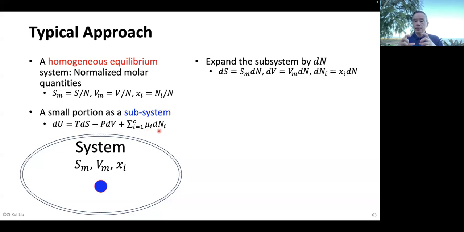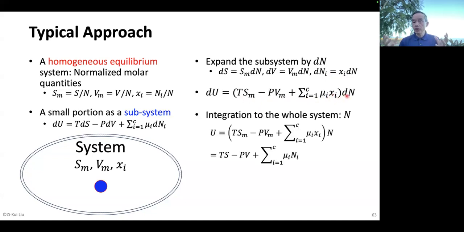Then we expand the subsystem by dn. The change of entropy of the subsystem is dS equal to Sm dn. The volume change dV equals Vm times dn. And the change of component i is dni equal to xi dn, because it's homogeneous. So the change of the internal energy of the subsystem is T Sm minus P Vm plus the summation over all components of mu i xi, all times dn.